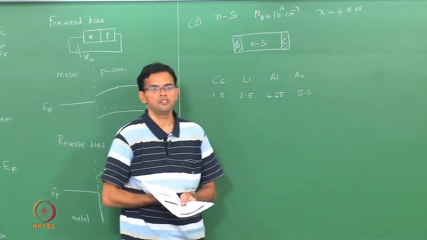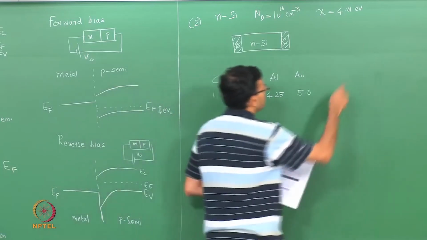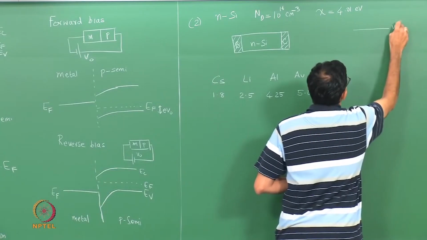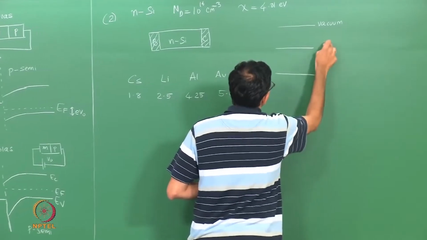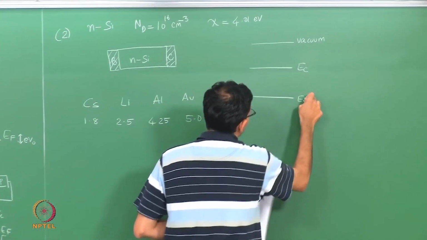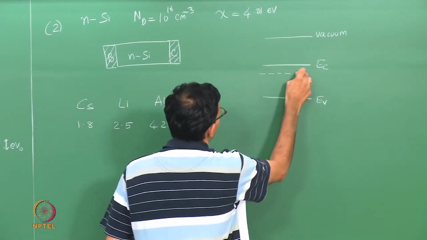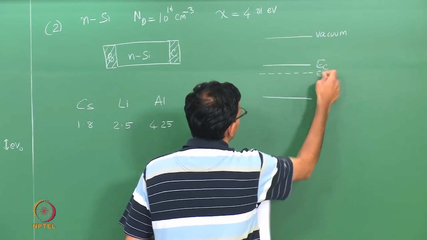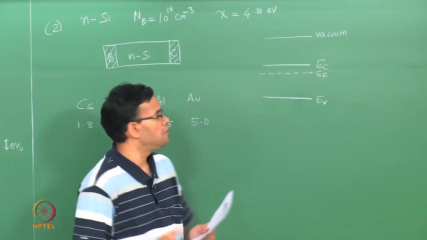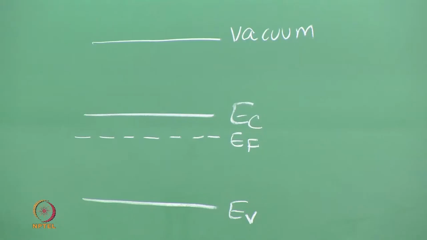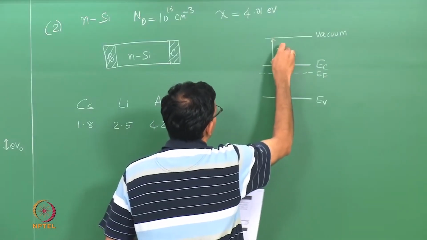So, the first thing we need to do is to calculate the work function for the semiconductor. So, we can draw an energy band diagram. So, this is vacuum, we are only drawing the semiconductor side, EC and EV. It is an n type semiconductor. So, the Fermi level will be closer to the conduction band. Now, the electron affinity is the energy difference between the conduction level and the vacuum level. So, this is essentially chi.